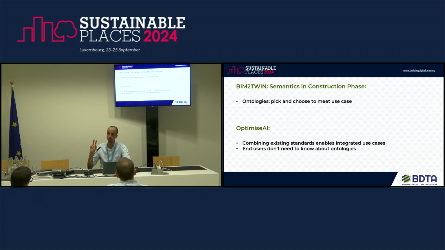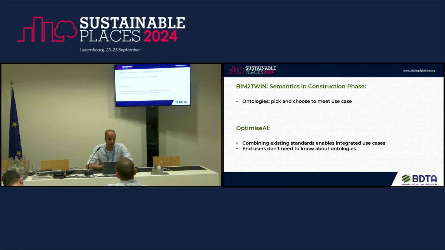Last two presentations after the break. BIM to Twin again gave an insight: pick and choose from ontologies to meet your use case. There's not one that covers it all. There are some really good ontologies, and it's okay to take some components from each ontology and assemble them together to meet your use case. You don't have to use all of it, and you don't have to use just one. It can be an assembly, and therefore you are still aligned with others, but improving standardization.